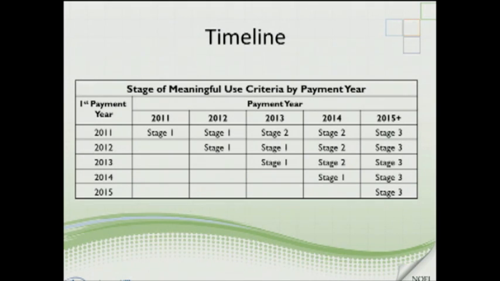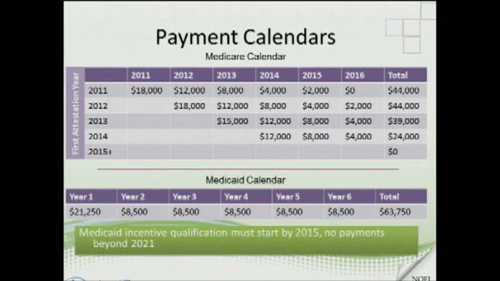Right now, we're still in stage 1. Stage 2 guidelines have just been released for public review, but they will go live by next year, and you'll have to be compliant with them to get paid. And this is how much you get paid.